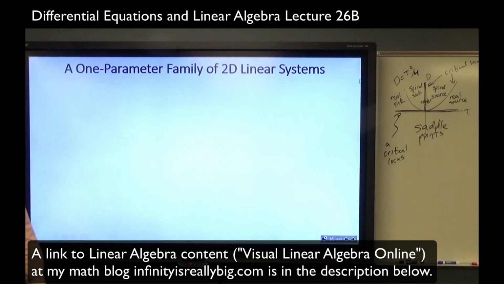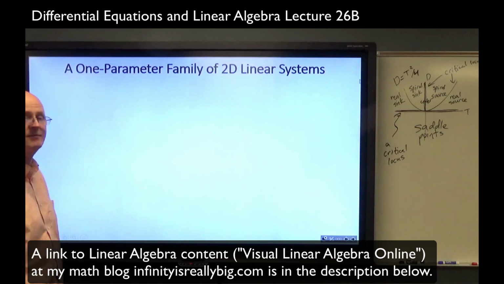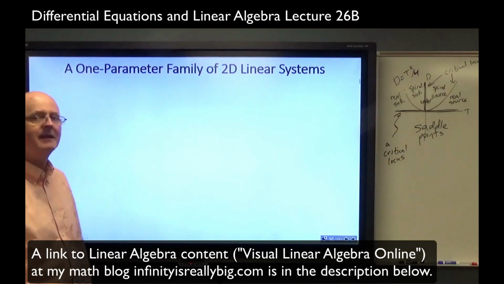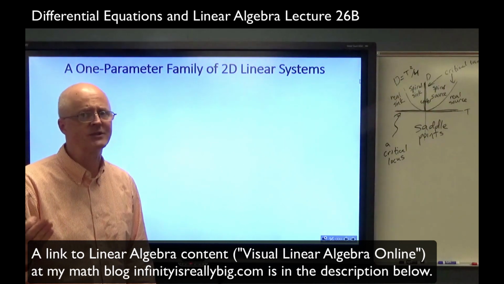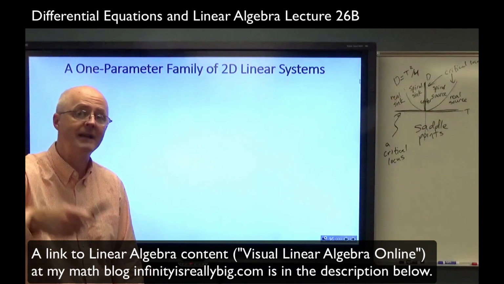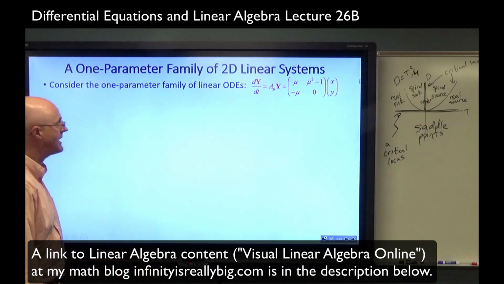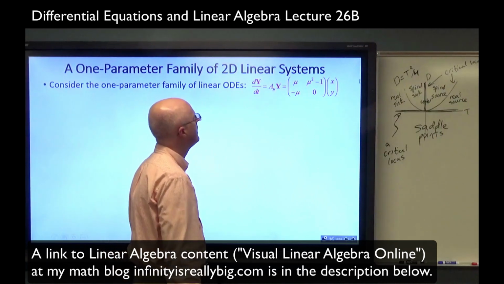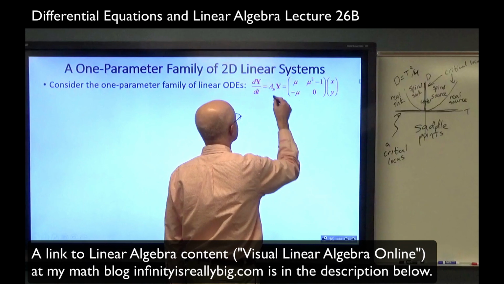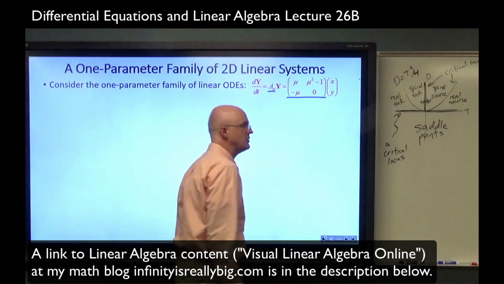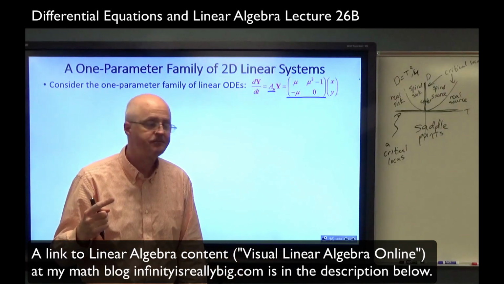All right, now let's get into our main application of all this. A one-parameter family of two-dimensional linear systems. It's a family. It represents infinitely many differential equations all at once, with a parameter I'm going to call, like I did in chapter 1, mu. Here's our family. dy/dt is A_mu times y, where A_mu is this particular 2 by 2 matrix that you see here. It depends on mu. How you think about this is key.